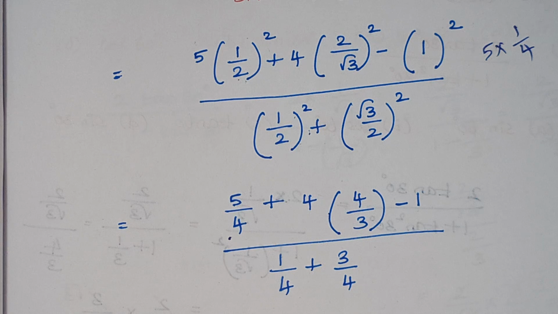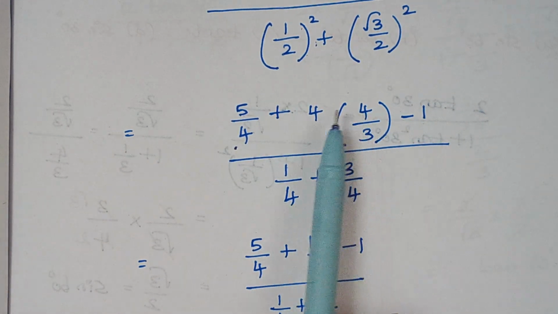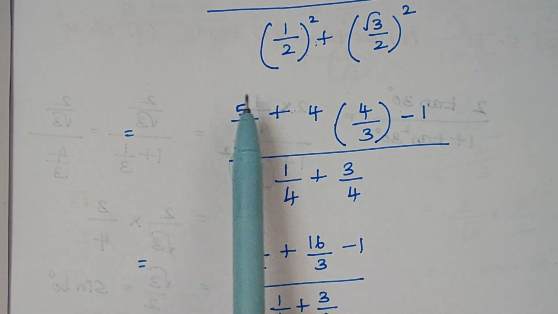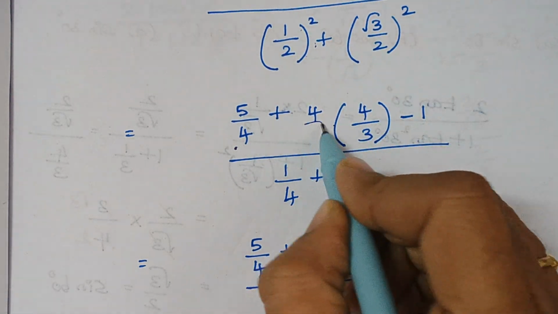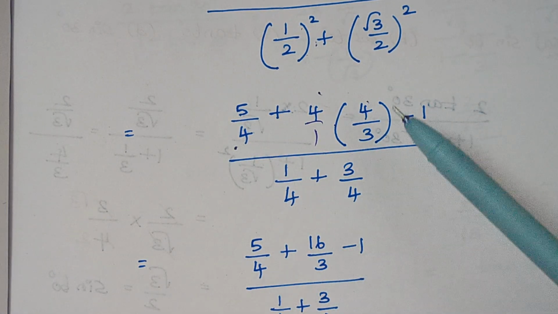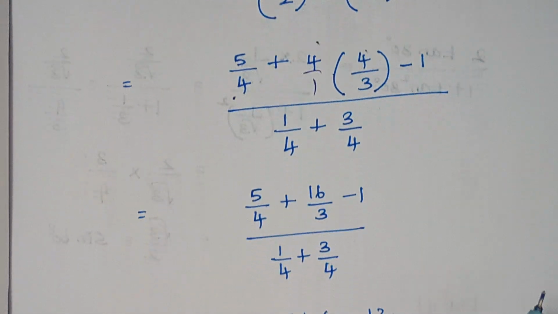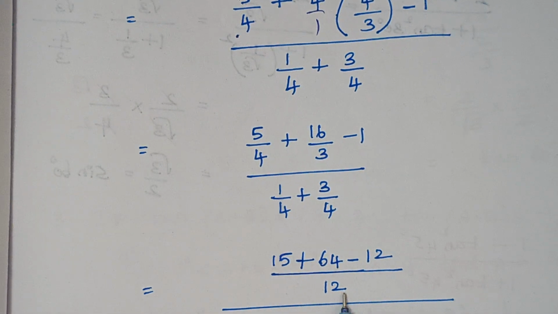Right. Now again we have to take LCM. So here the thing is we are multiplying and we are making it as a single number, then we will go for LCM. So here 5 by 4 plus 4 into 4 is 16. Right, we can take it as 4 by 1. So 4 into 4 is 16, 1 into 3 is 3. Therefore here 16 by 3 minus 1 divided by here 1 by 4 plus 3 by 4. We are writing those terms as such. Now the next step is we are going for LCM. So here 4 into 3 is 12. Right. So 12 is the LCM.